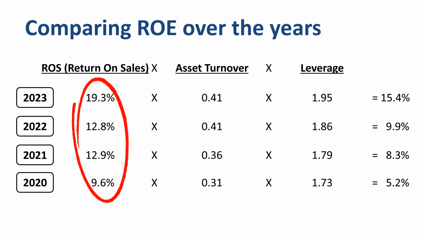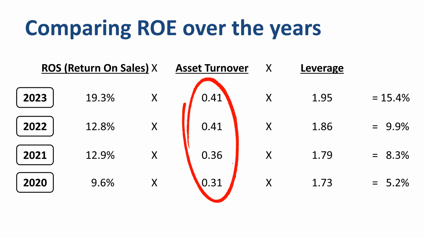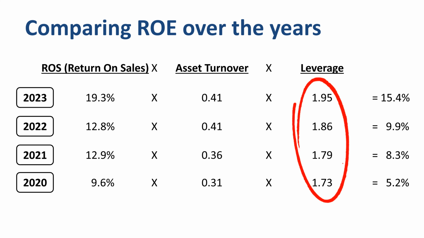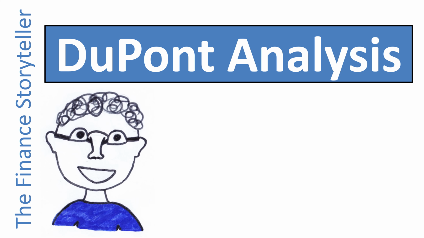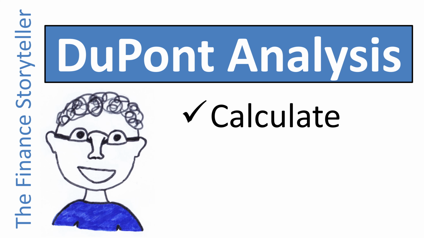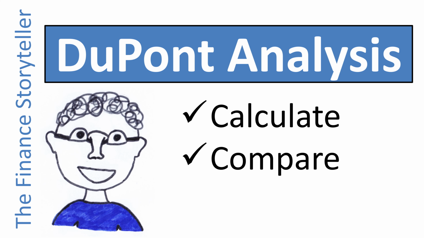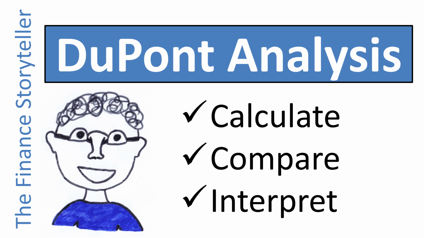With that, we have successfully used DuPont analysis to gain insights into how the company works. Analyzing return on sales, asset turnover, and leverage provides a solid understanding of return on equity. If you want to successfully apply DuPont analysis, you need to know how to calculate its components, decide what to compare to, and most importantly, apply a structured approach to interpreting the numbers.